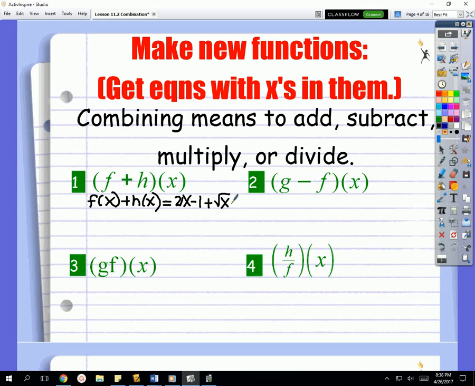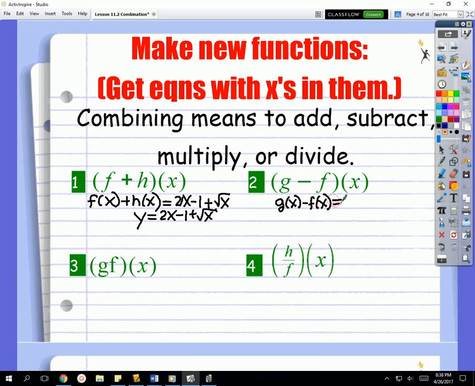So you get this brand new equation, like I could call it y if I wanted to and say it was 2x minus 1 plus the square root of x. And that would create some brand new function that we've not looked at before. You're just taking two functions you know. That's all there is to this. So for g minus f of x, do you see I'm just going to do g of x minus f of x.